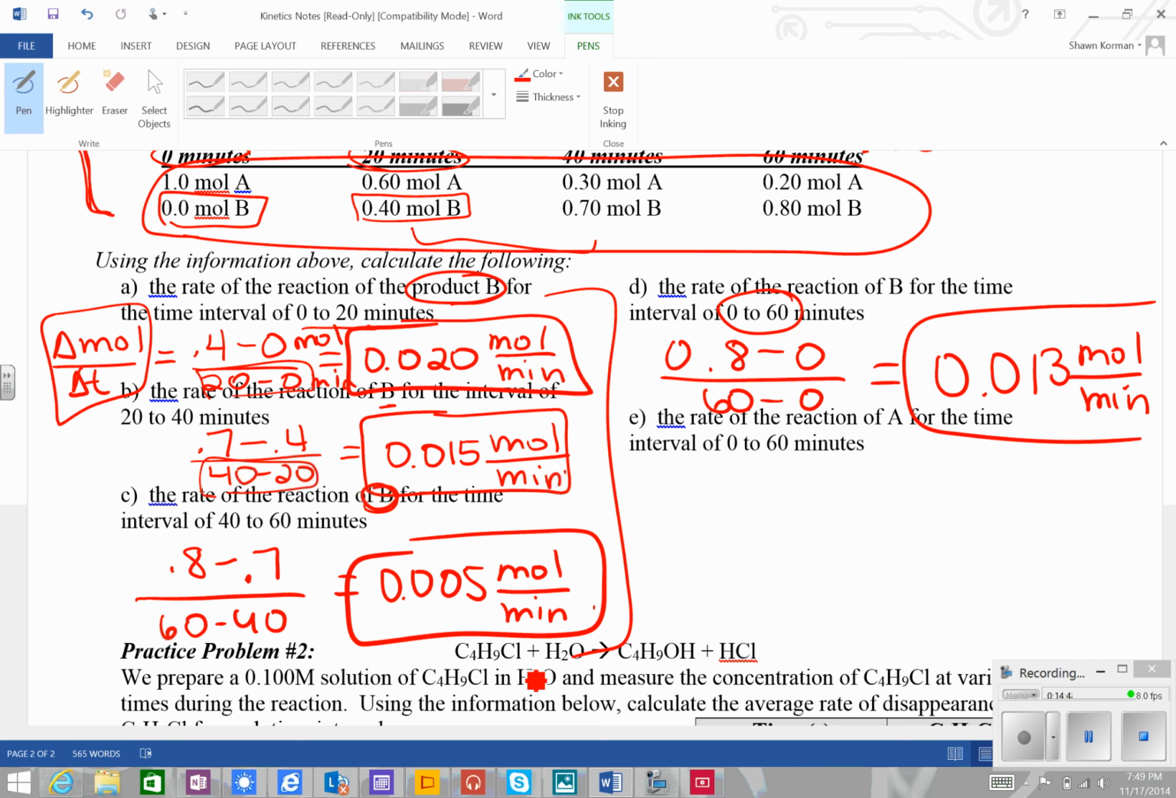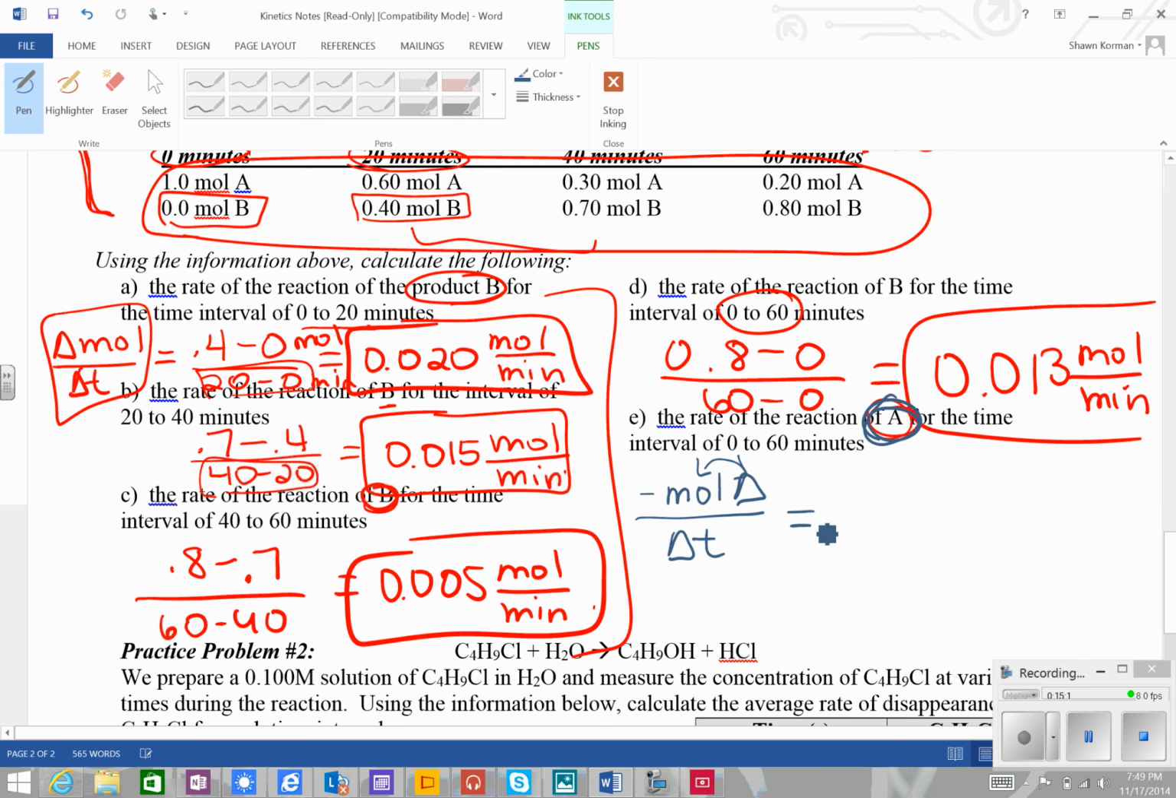Now, for E, it says the rate of the reaction for A at the time interval of 0 to 60 minutes. Okay, now notice this time it says A. Let me switch my pen since I changed to the other one. So this is reactant. That means that it's changing, it's disappearing, and so we're going to have to use that negative version of the equation. Negative change in moles, sorry about that, that gets flip-flopped, over change in time.